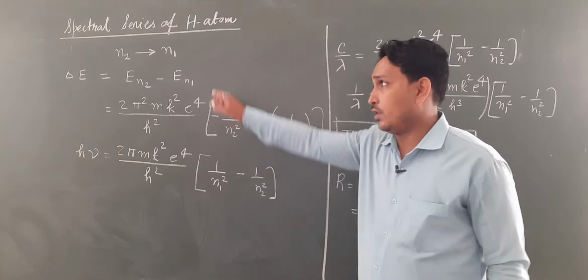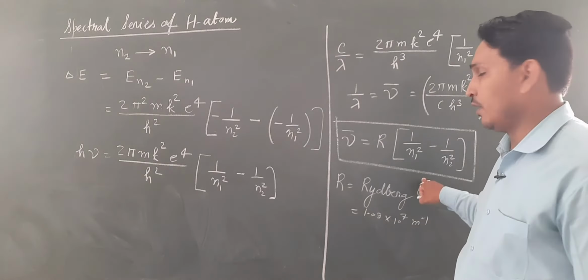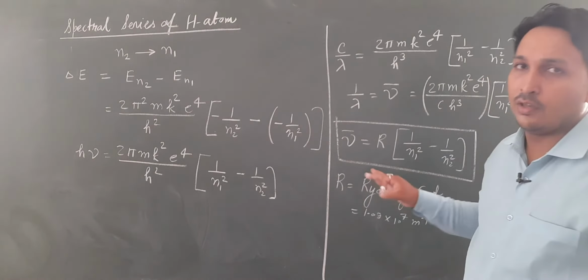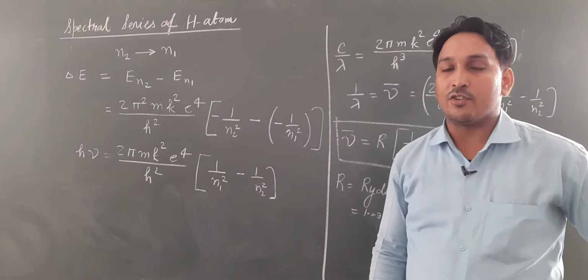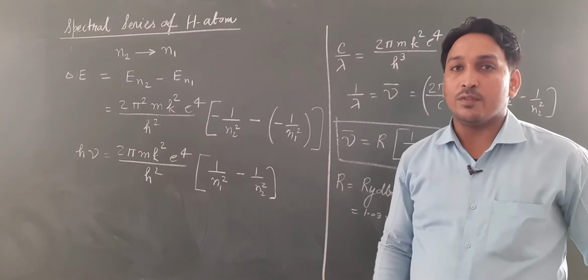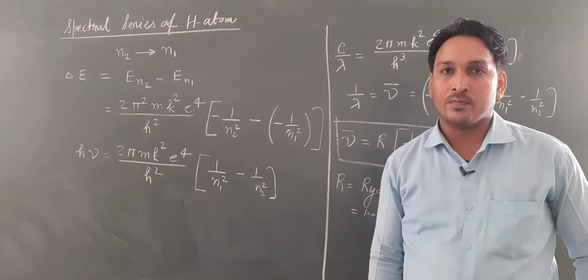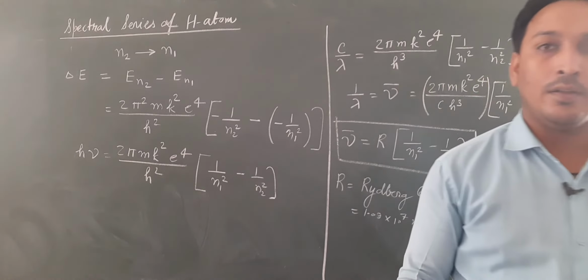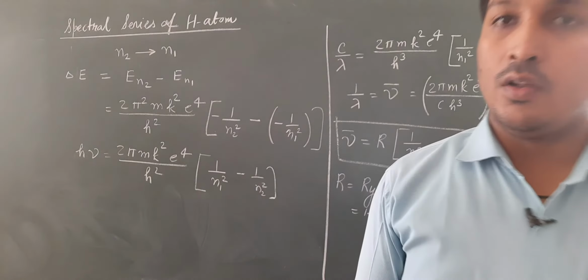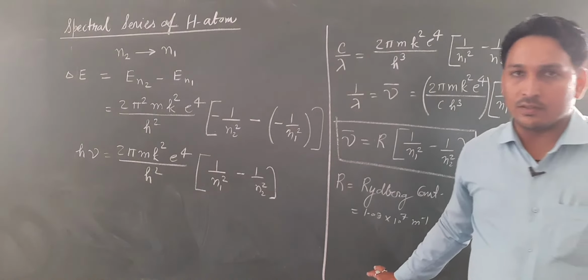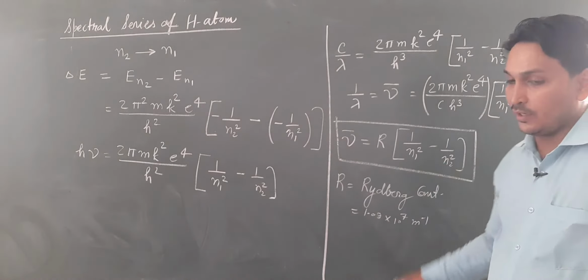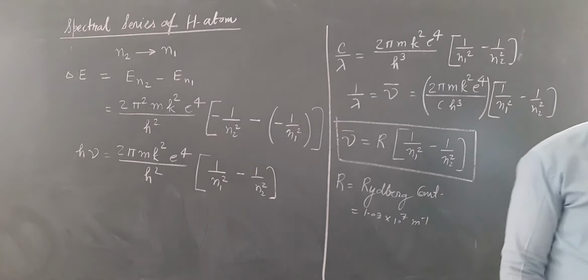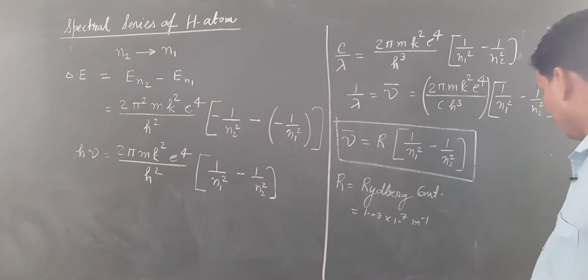If you are not clear with this, you will not be able to understand this, and then you will not be able to understand the spectrum of hydrogen atom, which is the main content of this chapter. So this is how the spectral series is explained from this expression. Now let us understand how many spectral series are there and how we are going to explain them.